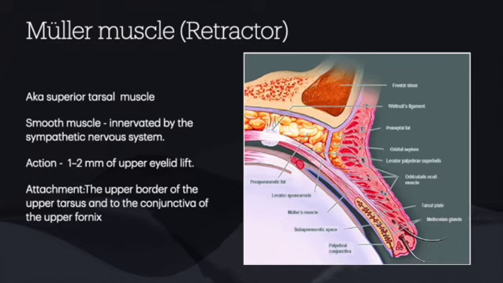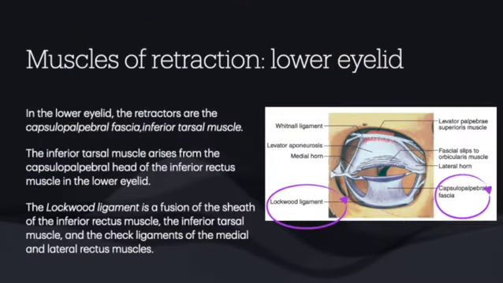Now, in conditions like Horner's syndrome, where sympathetic innervation is affected, there will be paralysis of the Muller muscle, which leads to mild ptosis of about 1 to 2 mm of the upper eyelid. Whereas in conditions like thyroid orbitopathy, where there is increased sympathetic discharge, there will be lid retraction. We know in the upper eyelid we have LPS and Muller muscle as retractors.